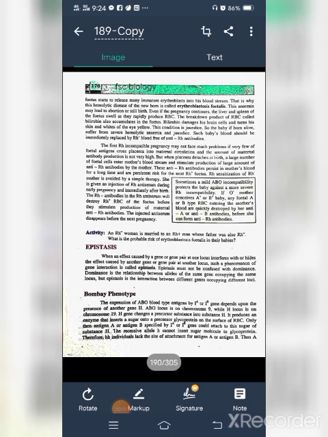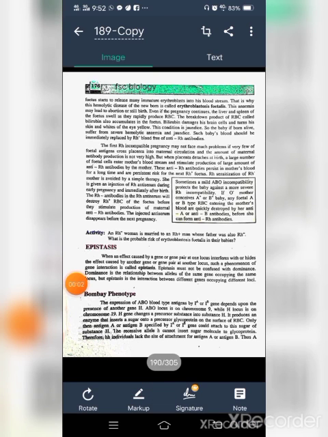Epistasis is when an effect caused by a gene or the gene pair at one locus interferes with or hides the effect caused by another gene or the gene pair at another gene locus. Such a phenomenon of gene interaction is called epistasis. Epistasis must not be confused with dominance.